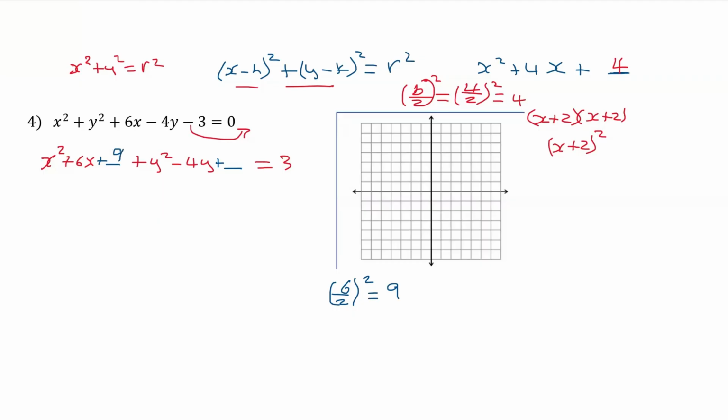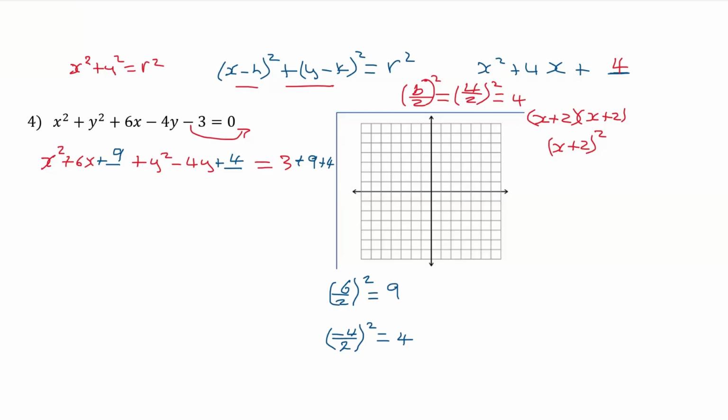And given that it's an equation, if you add 9 to the left, you have to add it to the right as well. And the same thing goes for the -4. You take -4 divided by 2, and you square it, and that comes out to be 4. So you're going to add 4 here and add 4 over here as well.